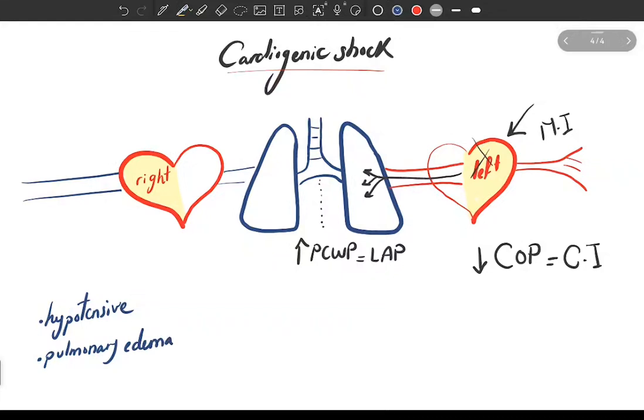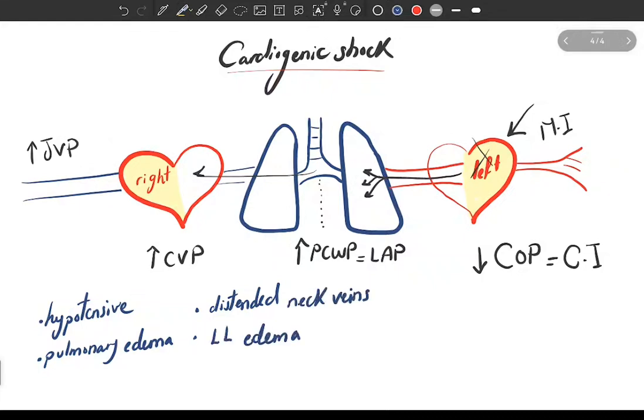And the backup continues. So all the way to the right side of the heart, the CVP increases and the JVP increases. Clinically, it shows up as distended neck veins and lower limb edema. Meanwhile, the body tries to compensate by increasing the systemic vascular resistance, giving you cold skin and cold extremities. And so cardiogenic shock gives you low cardiac output, high pulmonary capillary wedge pressure, high CVP, and high systemic vascular resistance.